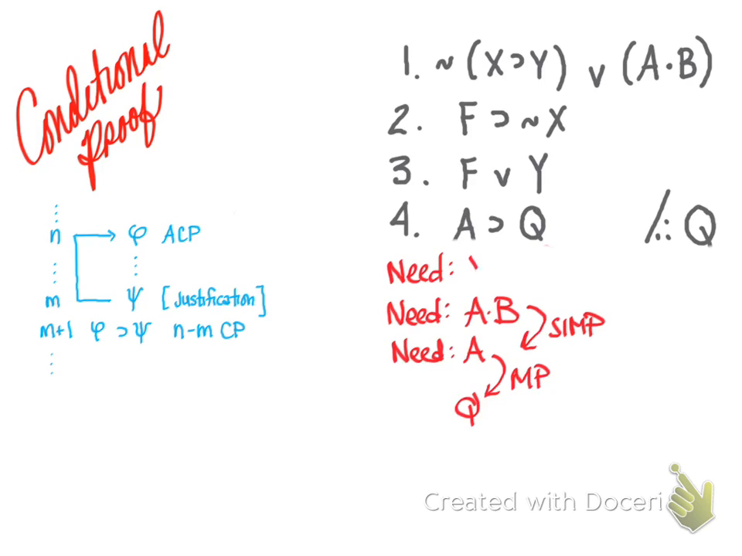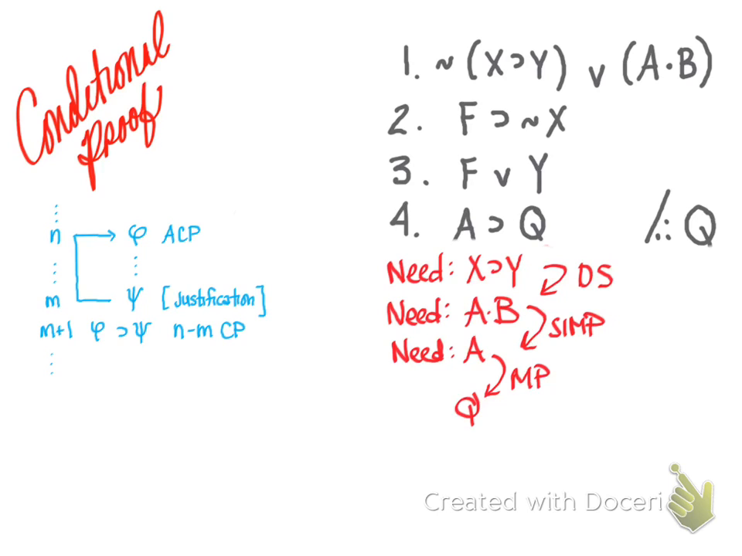So that means I need if X, then Y. So if I had this, if not X, then Y, I could use DS to get this. So how do I get if X, then Y?